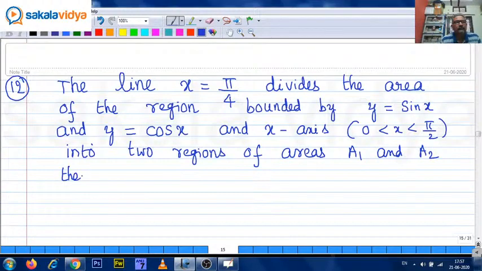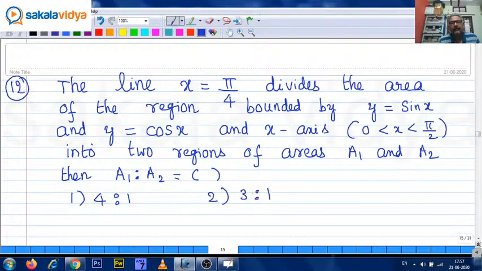Then A1 is to A2 equals to: first 4:1, second 3:1, third 2:1, fourth 1:1. Okay, Mukesh, what is your answer?